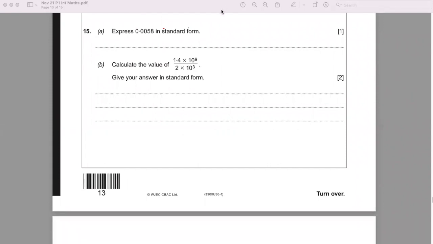0.0058 in standard form. Now, remember your standard form is always a number n between 1 and 9. It can be 9 point something, but it can't be 10 or more. And then times 10 to the power of something, okay? And that power can be positive when your number is bigger, or it can be negative when your number is smaller, okay? So the way to do this is, I need to put my decimal point here because my number can't be 58. It also can't be 0.58. It has to be 5.8.